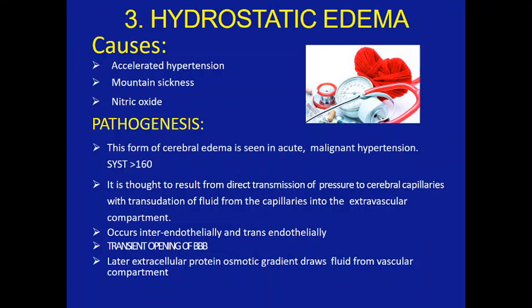It is thought to result from direct transmission of pressure to cerebral capillaries, with transudation of fluid from the capillaries into the extravascular compartment. It occurs interendothelially and transendothelially. Then it can transcend the opening of the blood-brain barrier. Later, an extracellular protein osmotic gradient draws fluid from the vascular compartment.